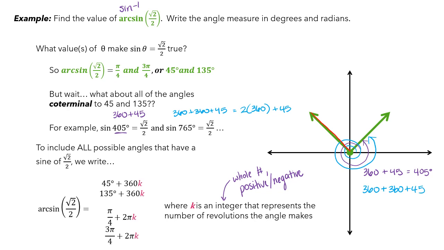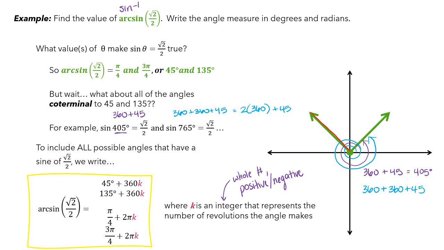We would just have to pick a k. We could pick 0 for k. We could pick 25 for k, negative 40 for k. Those would all have a sine of root 2 over 2. So ultimately, the answer to this example is 45 plus 360k, etc. All four of those represent our answer.